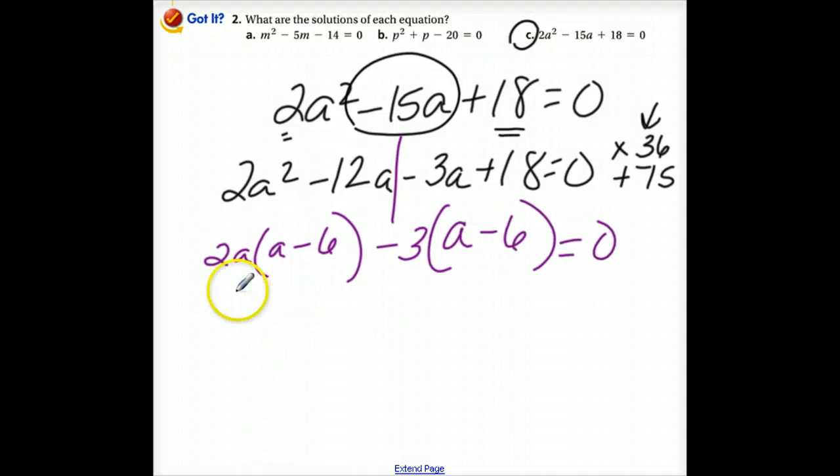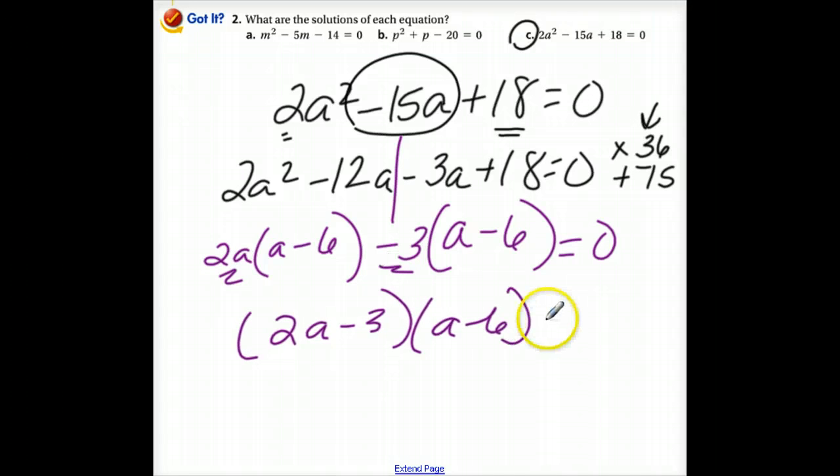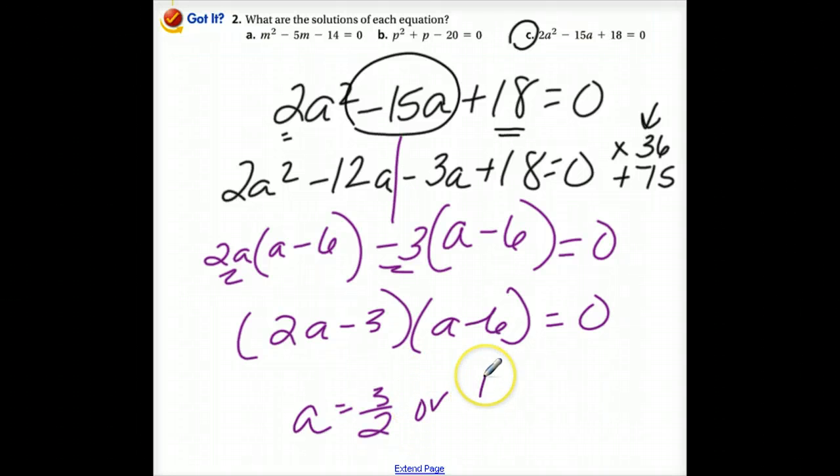So my two binomials are 2a minus 3 and a minus 6. Set those equal to 0. A, if I add 3 and divide by 2, could be 3 over 2. Or positive 6. My two solutions.